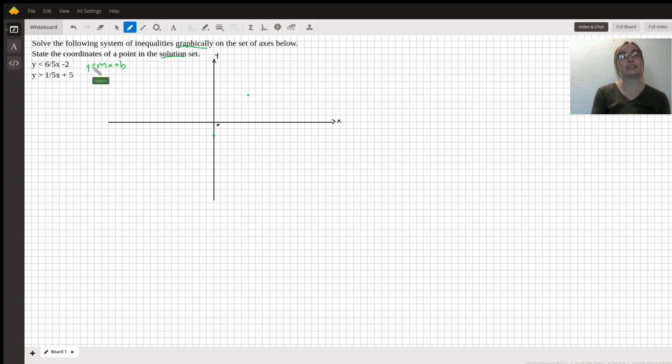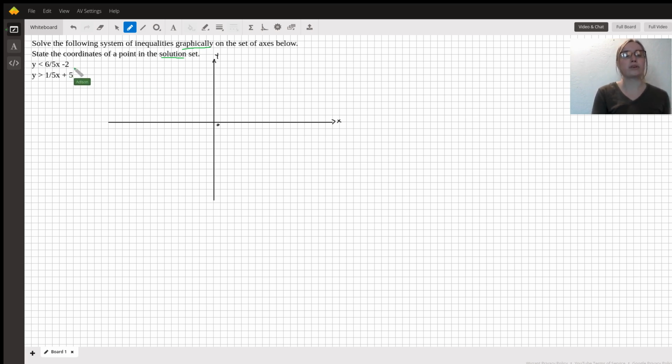So the question states, solve the following system of inequalities graphically on the set of axes below. State the coordinates of a point in the solution set. And then it gives us two inequalities. So it's asking us to do two things. First, we need to graph them on the axis plane, and second, we need to find a solution set. So let's go and graph them first as our first step.